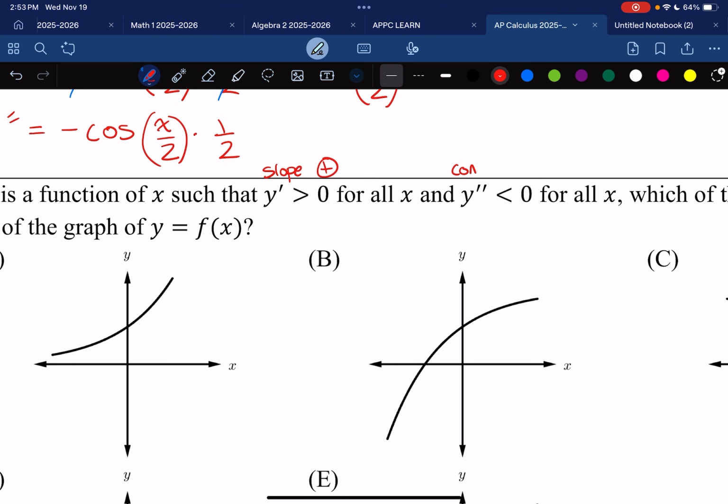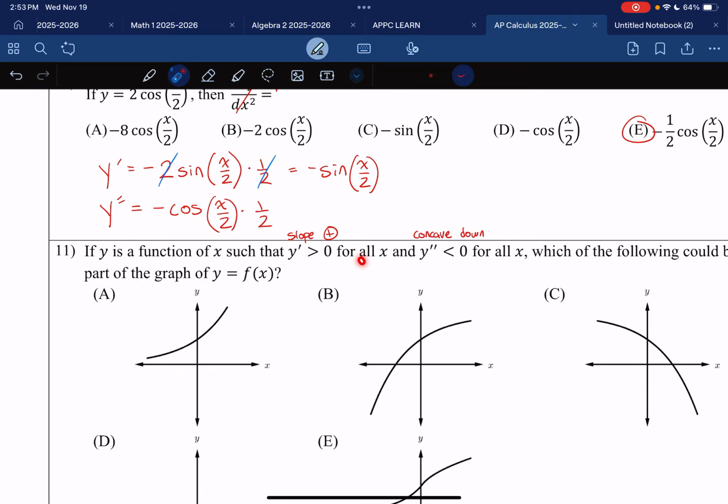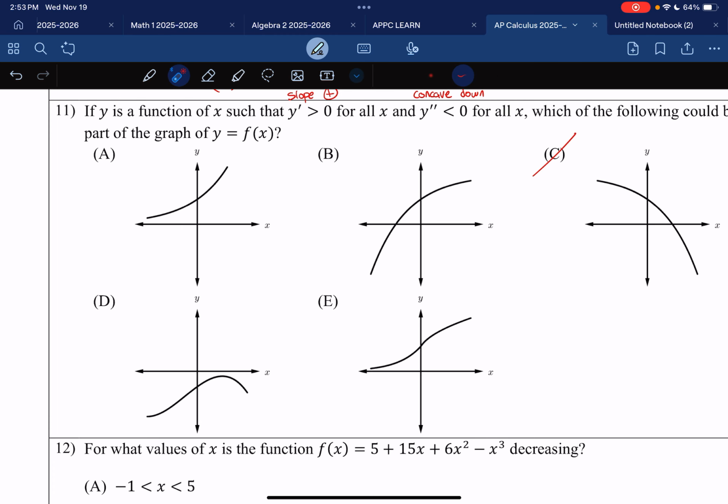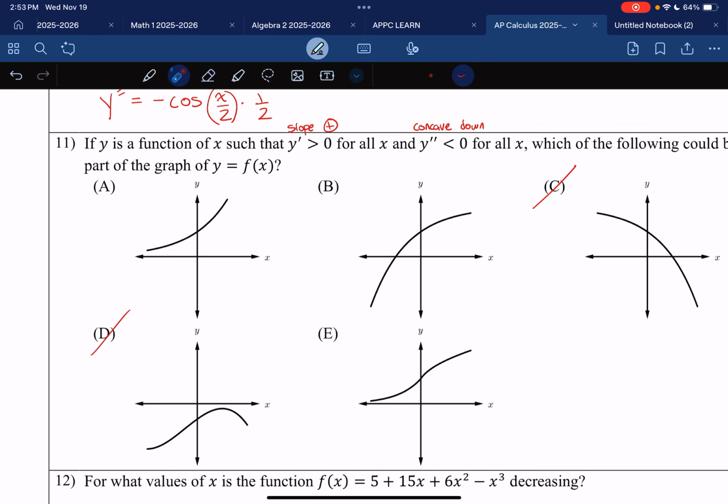So this is concave up. Wait, no, down, because this is less than 0. If it's less than 0, it's concave down. So we are looking for a graph everywhere, notice it says for all x, everywhere where we have a positive slope. So positive slope, good, negative slope, bad. D has both a mixture of positive and negative slope, so it has to be only positive slope, and E only has positive slopes. So now we're between A, B, and E.